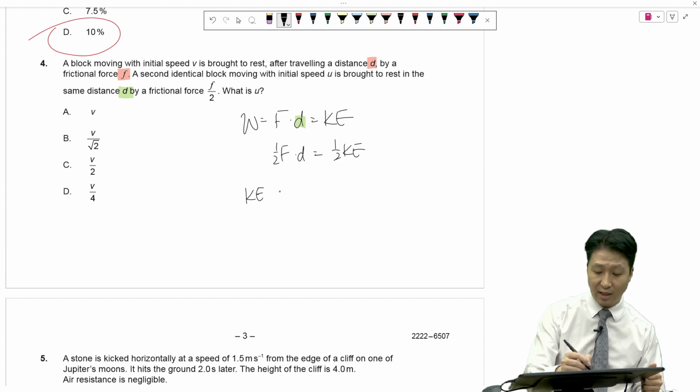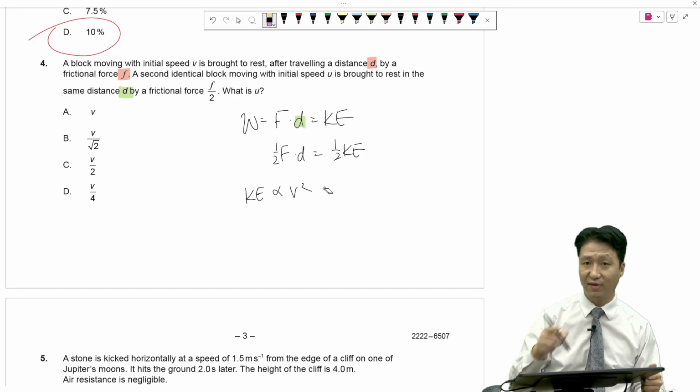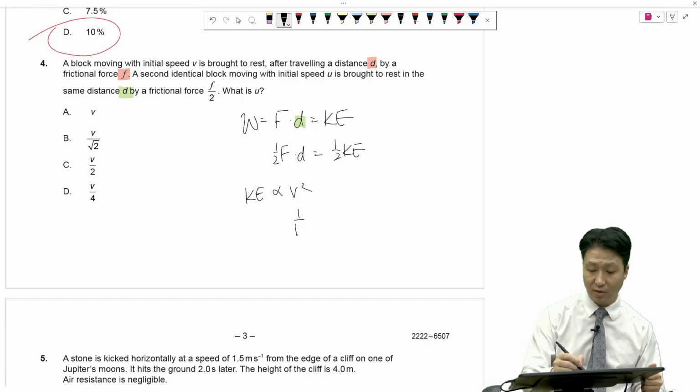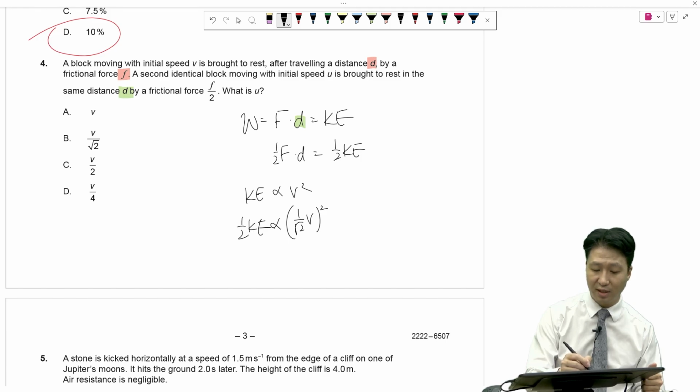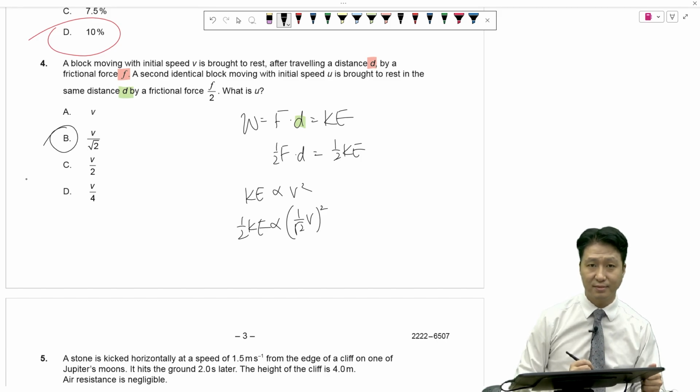And because the kinetic energy is proportional to the velocity squared, if you have 1/2 the kinetic energy, you will not get 1/2 the velocity. You will get 1 over the square root of 2 of that velocity. So when it becomes squared, you get 1/2 the kinetic energy. Therefore, the answer to this must be B.